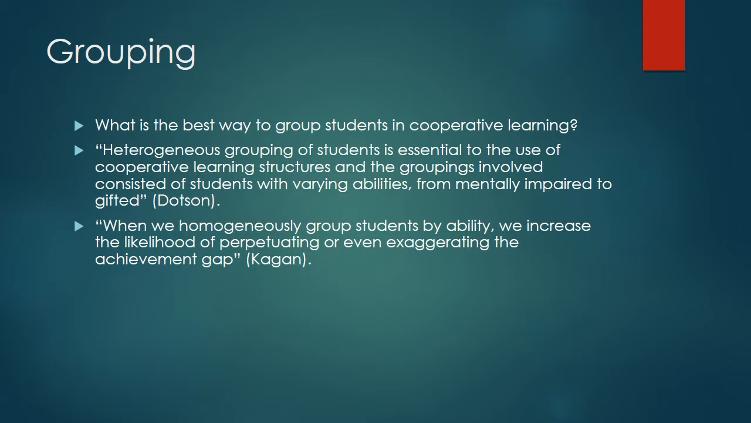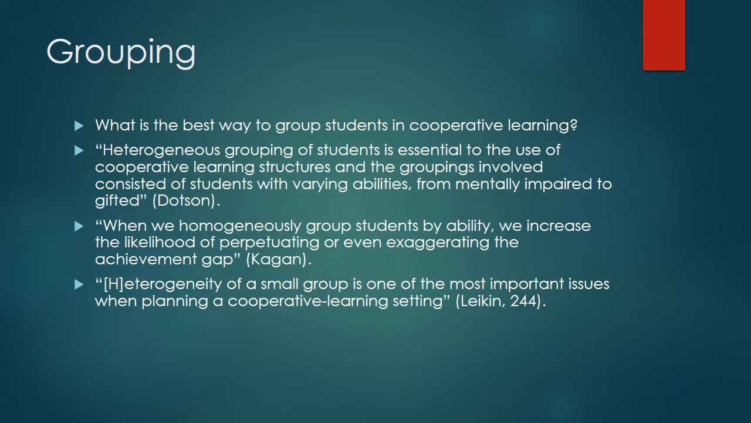According to Rosa Lycan, heterogeneity of a small group is one of the most important issues when planning a cooperative learning setting. So as teachers, we really need to make sure we're paying attention to the different ability levels in our class, and we're really trying to mix those abilities when we plan our cooperative learning groups so we can have the best success.